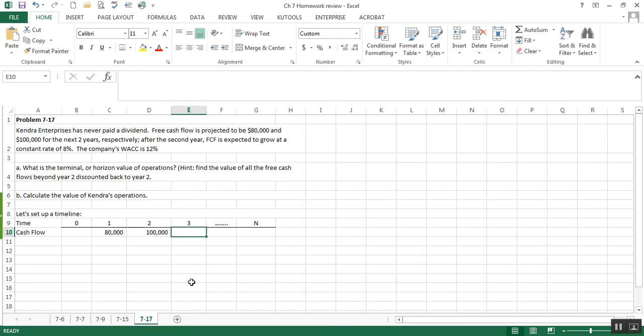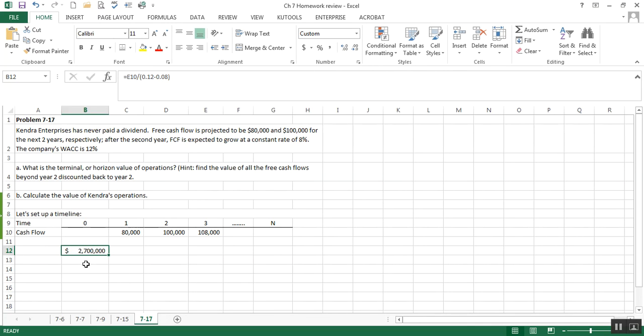So the first step in here is we need to figure out what the horizon date is. We know our free cash flows for year 1 and 2. Therefore, the horizon date is year 3. We can calculate our cash flow for year 3 by taking the year 2 cash flow and multiplying it by the growth rate of 8%. Where do we go from here? First, we calculate our horizon value. This is our free cash flow for year 3 divided by the difference in WACC and growth rate, 0.12 minus 0.08. Okay, $2.7 million.